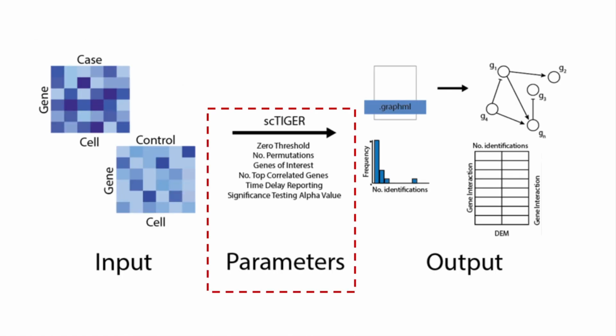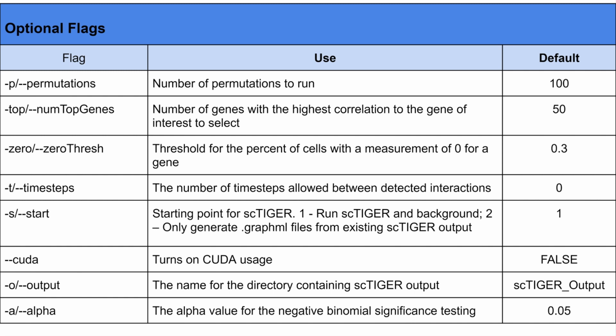We've discussed the required input parameters, so we can discuss the optional parameters. Each one of these optional flags or parameters has a default value, which means that scTIGER will run even if you don't specify a value for it. We allow you to change the number of permutations, which is the number of times that scTIGER will go through and use the deep learning program to infer edges.